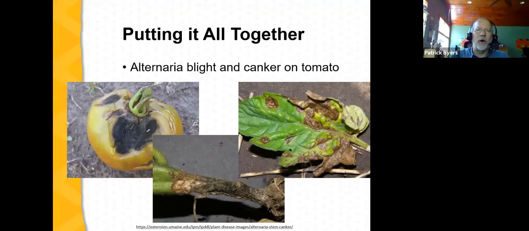We're going to talk about Alternaria blight of tomato. Alternaria is a ubiquitous disease. It's found worldwide. It's certainly a problem in Missouri and in the Midwest. It can show up in several ways. It can show up as a leaf disease, as a stem disease, or as a fruit disease.